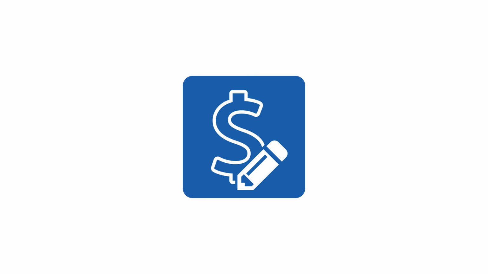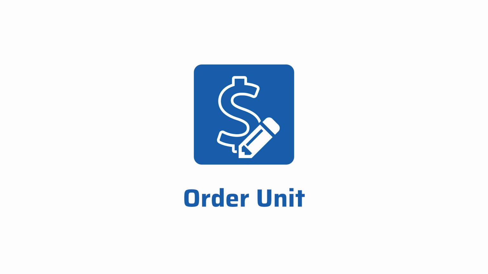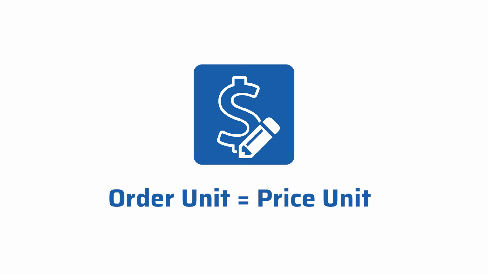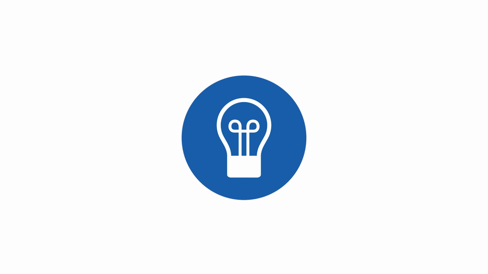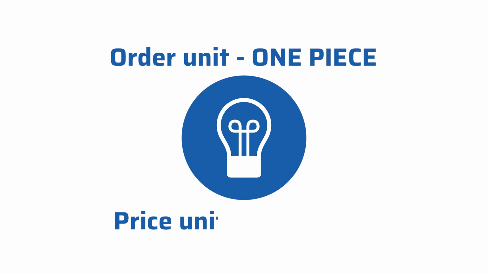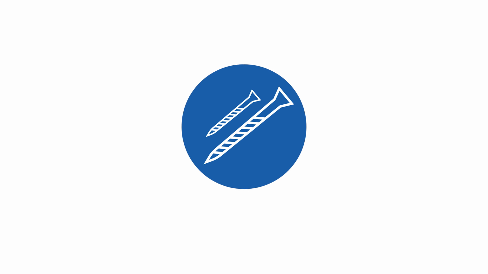When defining prices in the ETIM-Mapper application, remember that the price should always unambiguously relate to the order unit in which the product is purchased. If possible, it is best to use a direct relation, that is when order unit equals price unit. Example, a light bulb, where the order unit is one piece and the price unit is also one piece. Another example, wood screws, ordered in boxes of 100 with the price given per box.